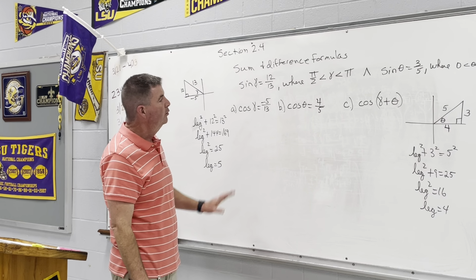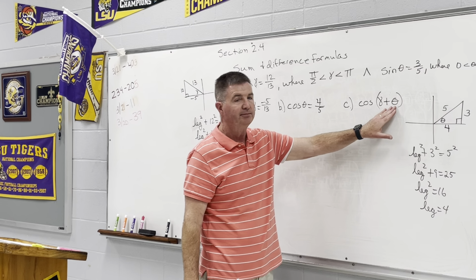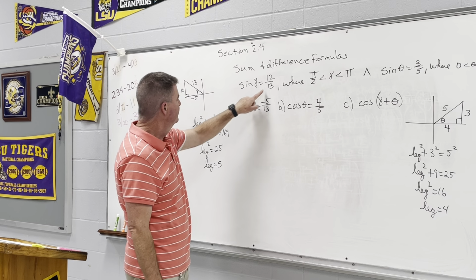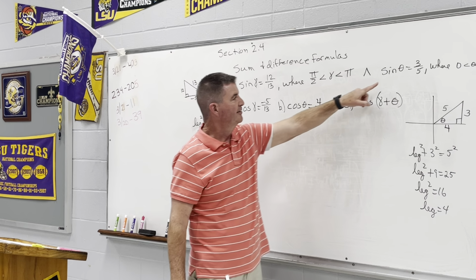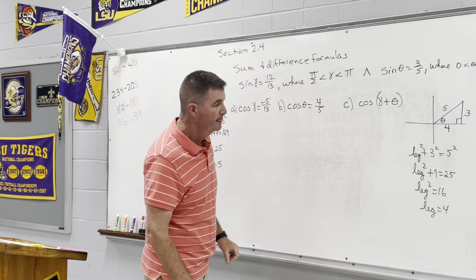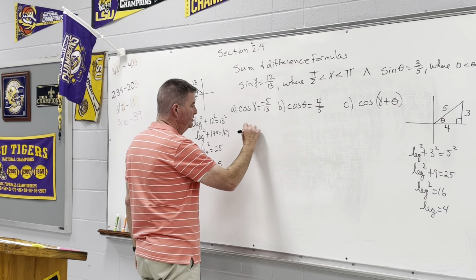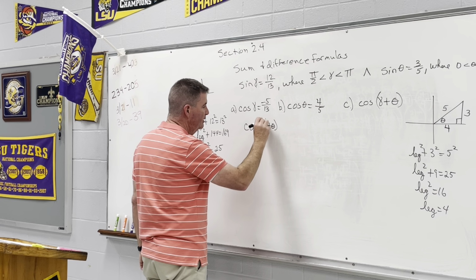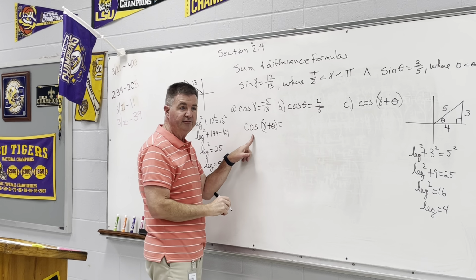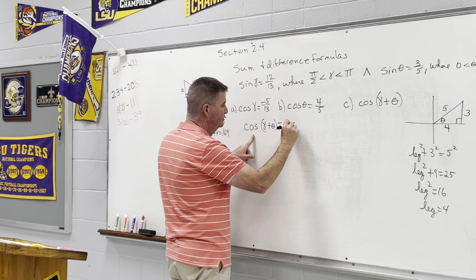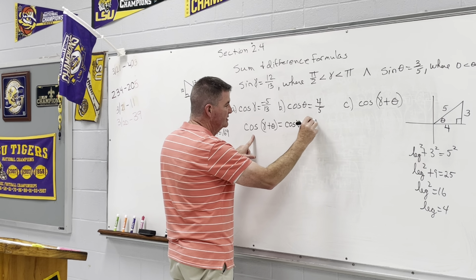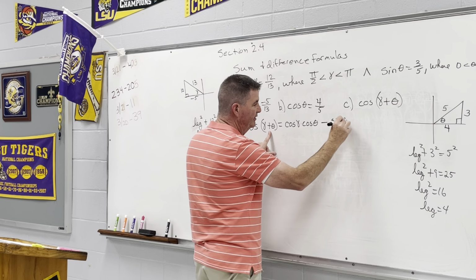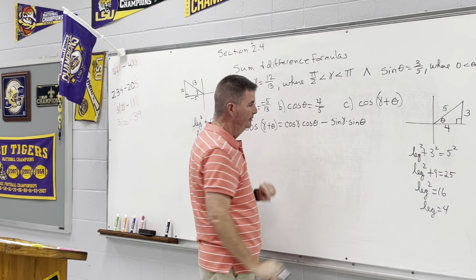So now we can find the cosine of alpha plus theta because we have all parts: sine of alpha, cosine of alpha, sine of theta, and cosine of theta. I'm going to write down the sum formula for cosine: cosine of alpha plus theta equals cosine of alpha times cosine of theta, opposite sign, so minus the sine of alpha times the sine of theta.